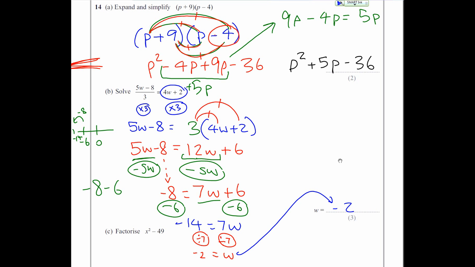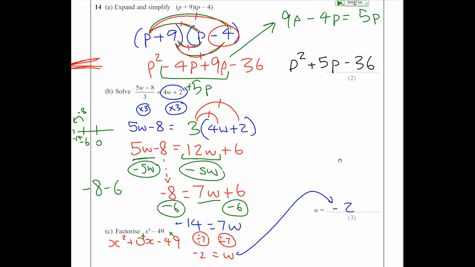Part C. This is called the difference of two squares, if you've seen it before. If you've not seen it before, and you don't know the rule, let's pretend it's x squared add 0x minus 49, because we've got no x's, have we? Now you might have seen this before, and you might think, oh, I know what to do here. I have to add up to make 0, times to make 49.